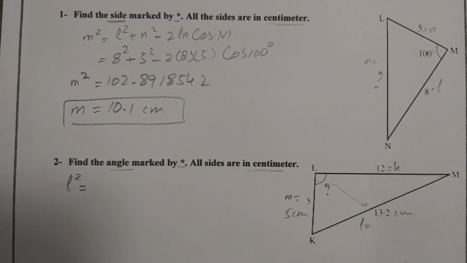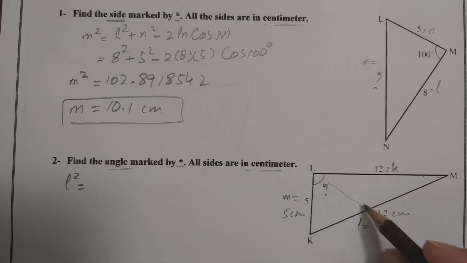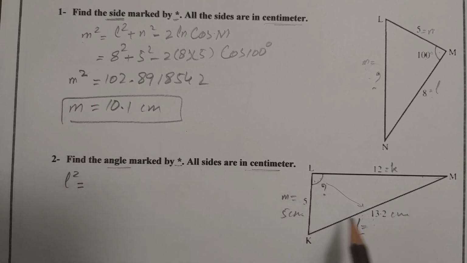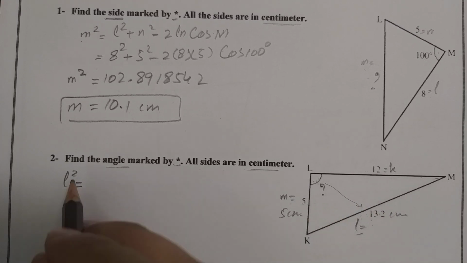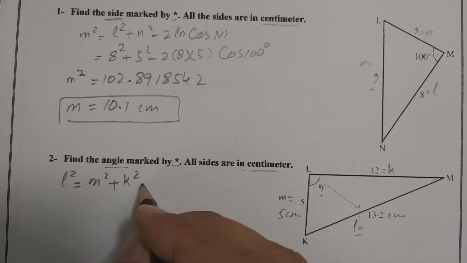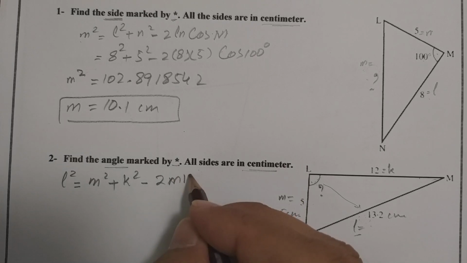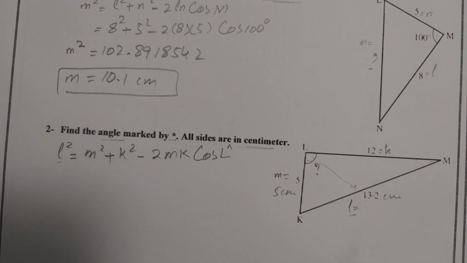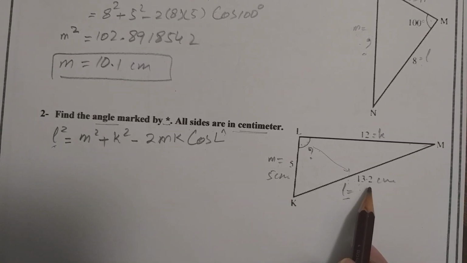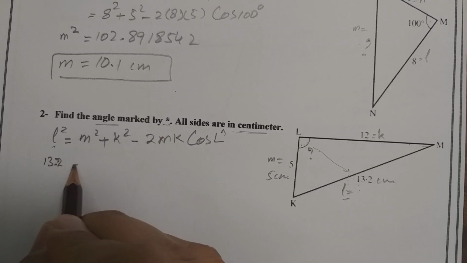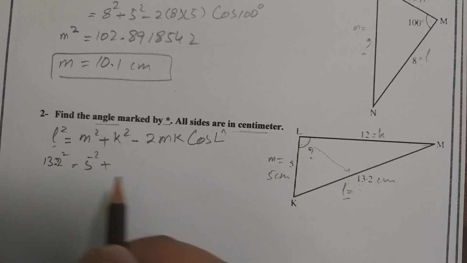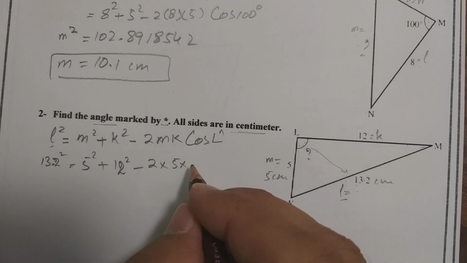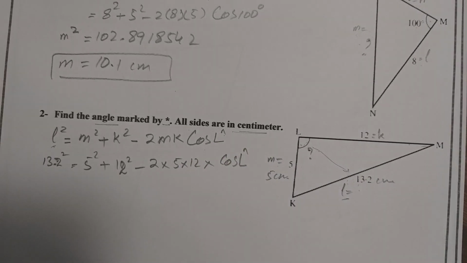For example, here angle L and side L are given, so this is the combination which helps us find the solution. So I'm making this one the subject from the beginning: L square equal M square plus K square minus 2 times M K cos L. Whatever information you are given, you substitute in the formula and you can find the answer. So L square is 13.2 square, M square 5 square plus K square means 12 square, minus 2 times M equal 5 times K equal 12 times cos L. We need to find L, so leave it as it is.